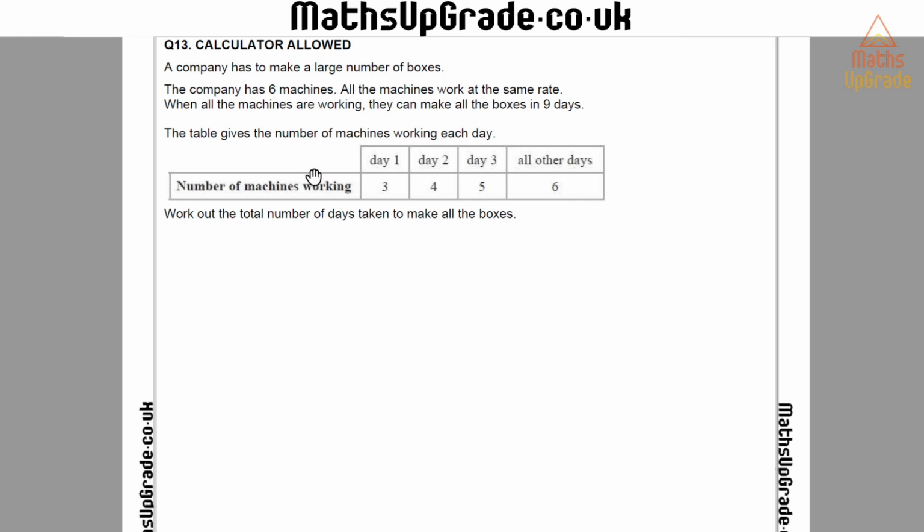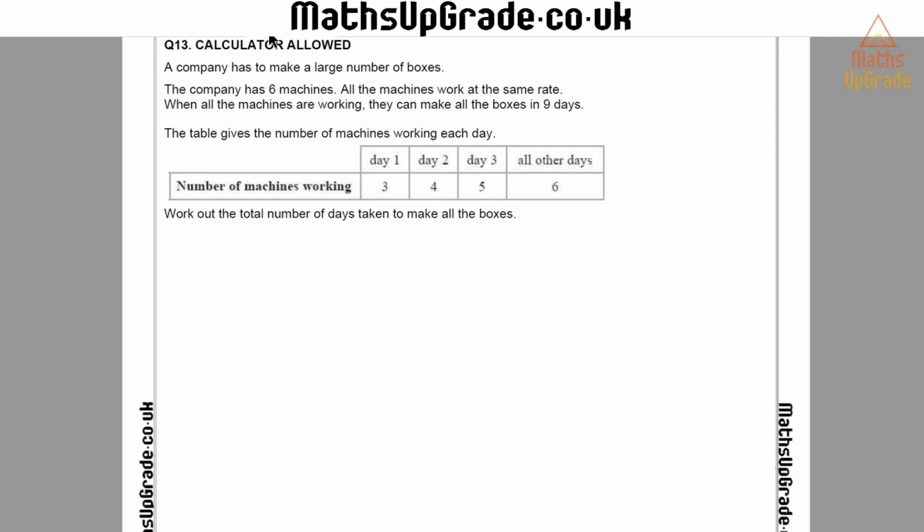We're then given a table telling us the number of machines working each day. So on the first day, there's only 3 machines working. On the second day they've got another machine working. On the next day they've got another machine working, and all the remaining days all the machines are working. We need to work out the total number of days needed to make all the boxes.